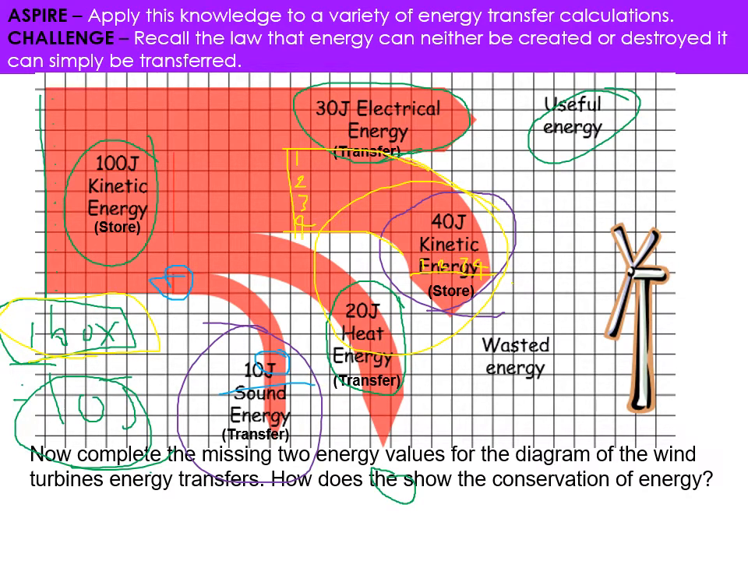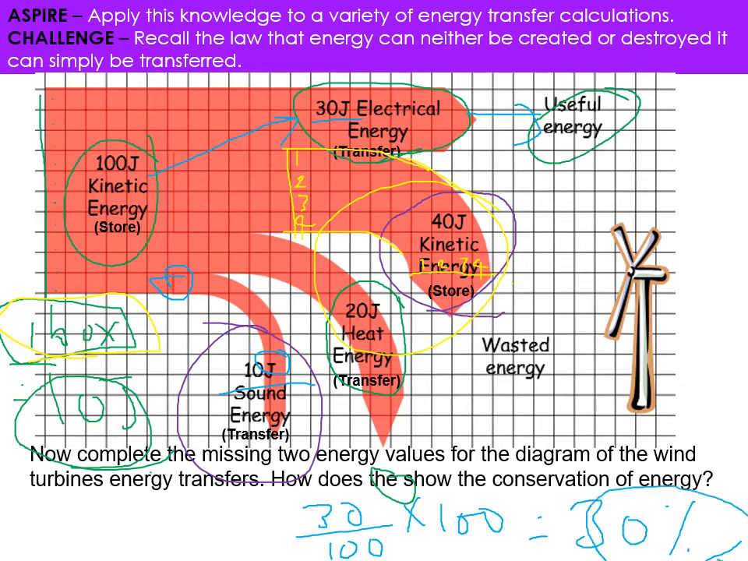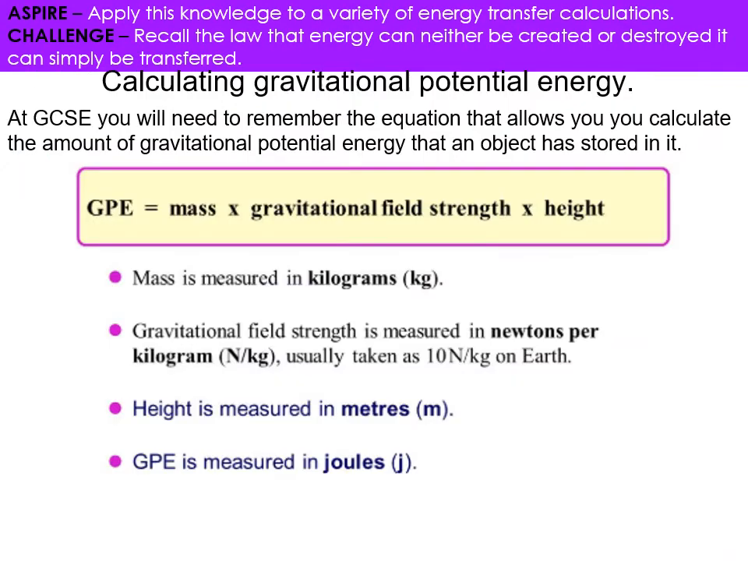Now what's actually useful? Well, if we wanted to work out the efficiency of this, we know that 30 joules is useful. So again, we do useful, which is 30, over total, which is 100, times by 100 because it is a percentage, and that is equal to 30%. So that wind turbine is 30% efficient. Okay, so that's when we're calculating efficiency.